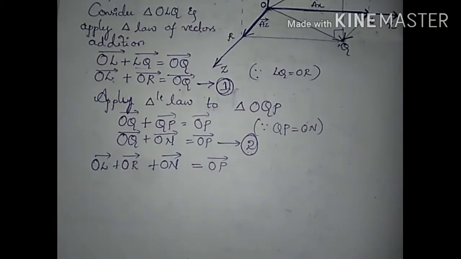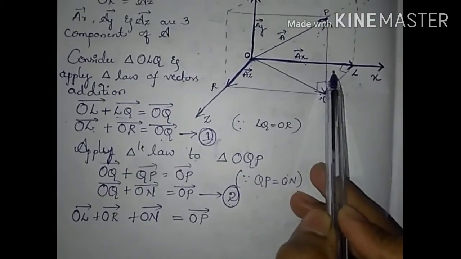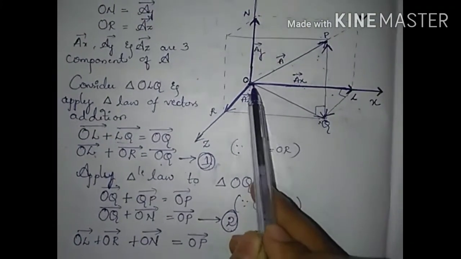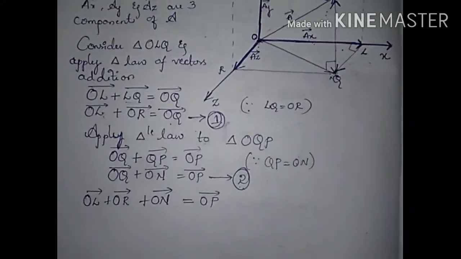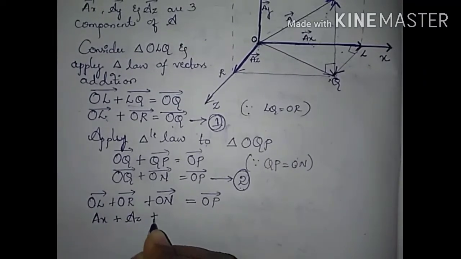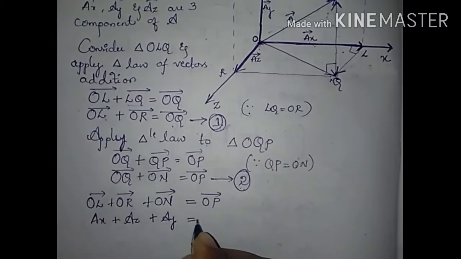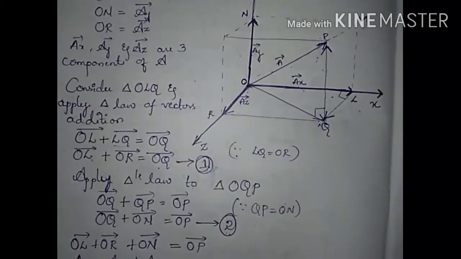Now from the diagram we know what is OL. OL is AX, OR is AZ, and ON is AY. So AX plus AZ plus AY is equal to OP. OP is what? The vector A.